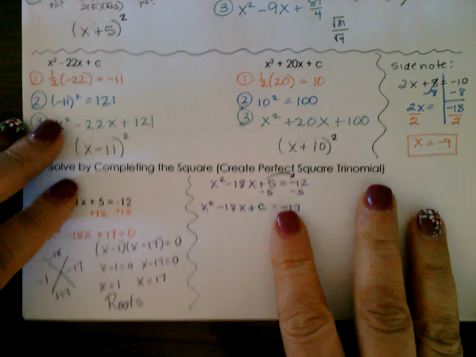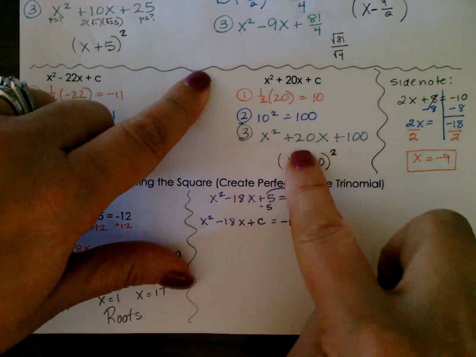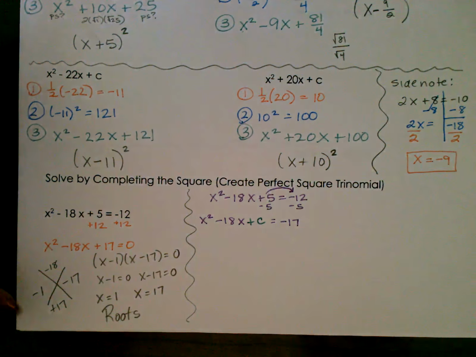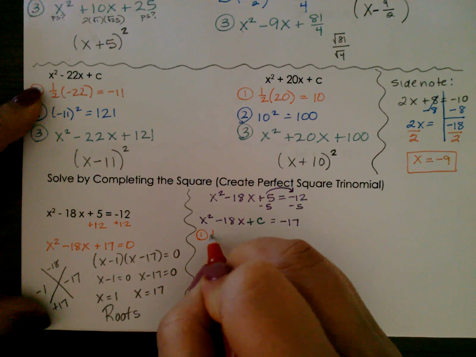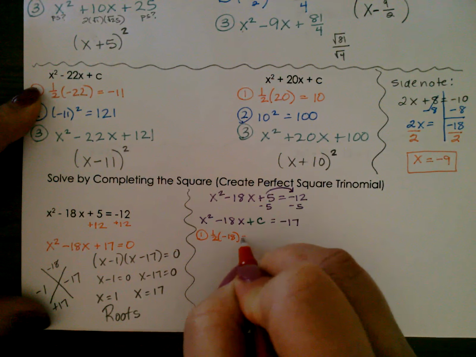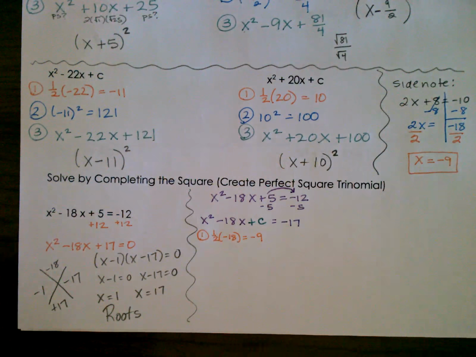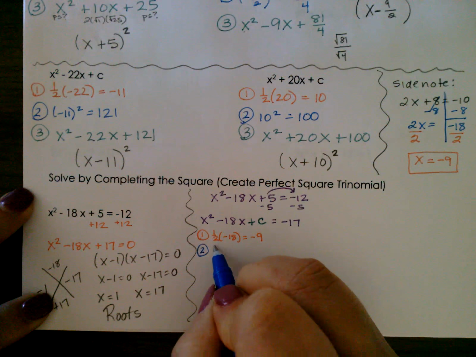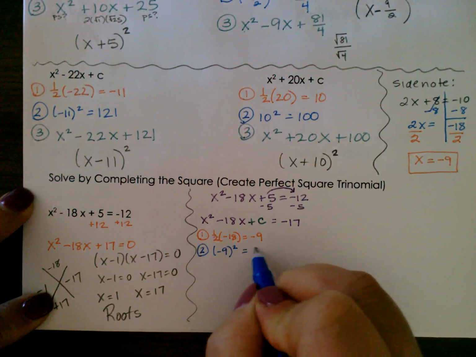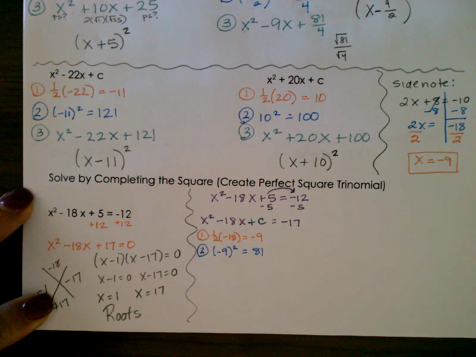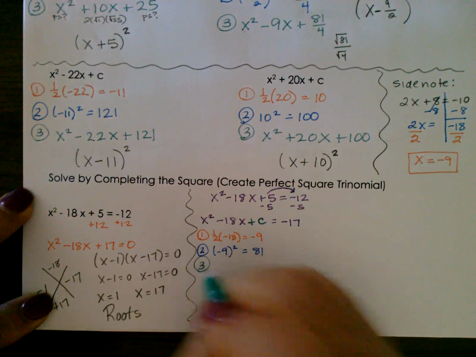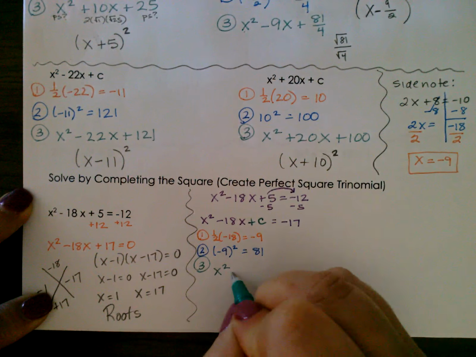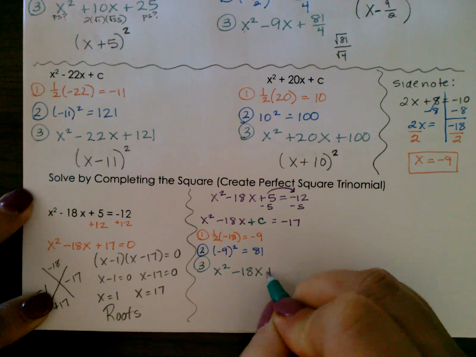Using our 3 steps that we did right here, we're going to find c and make it a perfect square trinomial. Step number 1, take half of b. Step number 2, take your answer from step 1 and square it. Step 3, this is where we're going to do something a little different. Put this answer into the equation for c.